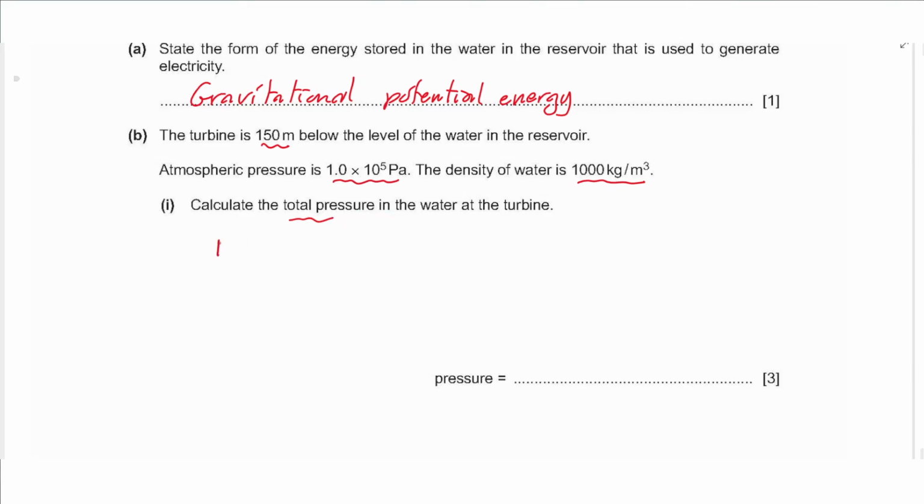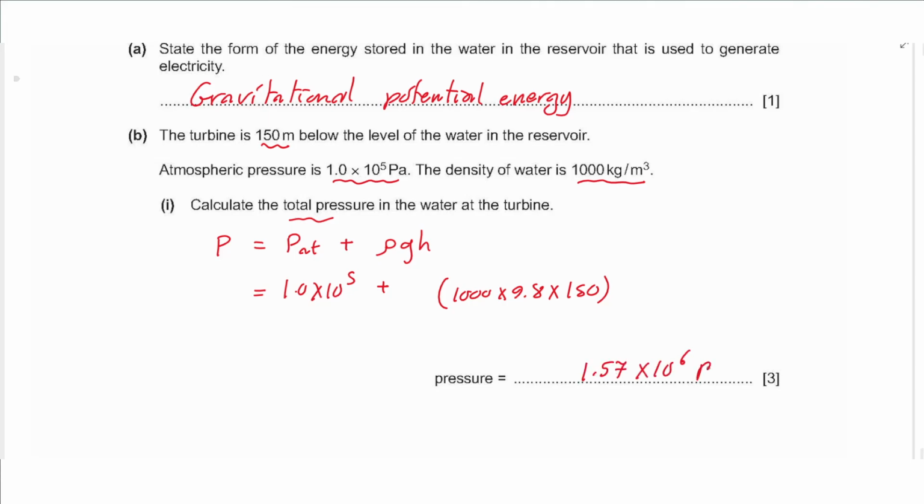So the total pressure would be equal to the atmospheric pressure plus the pressure due to the liquid, which can be calculated using rho gh. So we have 1.0 times 10 to the power 5 plus 1000 times 9.8 times 150 as depth. This gives an approximate value of 1.57 times 10 to the power 6 Pascal.